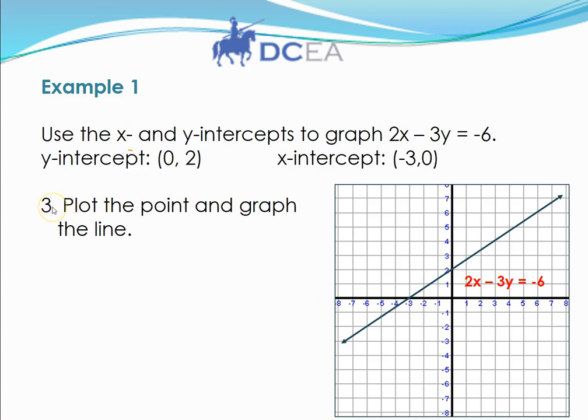Now the third thing they tell us to do is plot the point, actually that should say points, plot the points and graph the line. So we have our y-intercept and we have our x-intercept. And let's take a look. (0, 2) is the y-intercept. Here's 0 at the origin, and 2 on the y-axis is right here. I'm going to make an attempt to actually add a point. We'll see what happens.